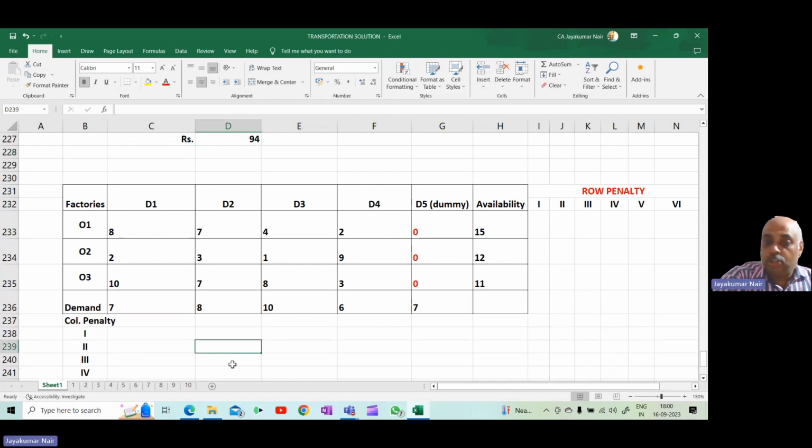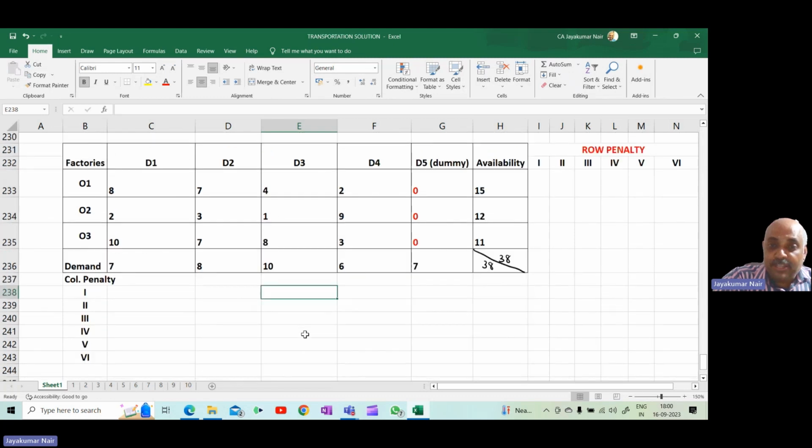Yeah. So this is the problem. I have introduced a dummy column so that the total of my demand is equal to the total of my availability. Total of demand is equal to the total of availability, that is 38 and 38. This is 38. This is also 38. Now, what should I do to solve this?